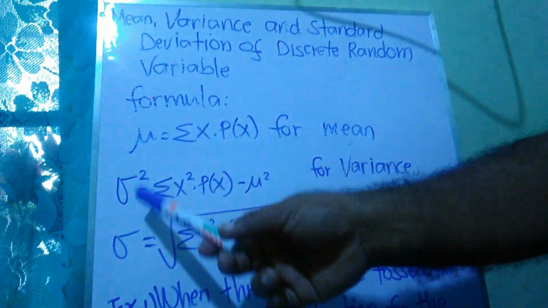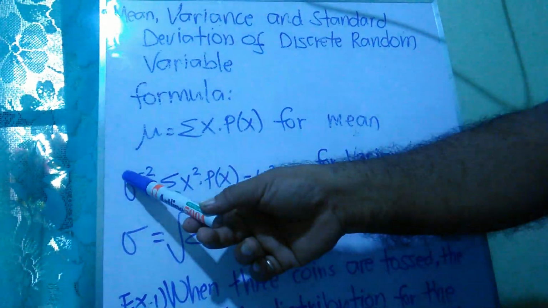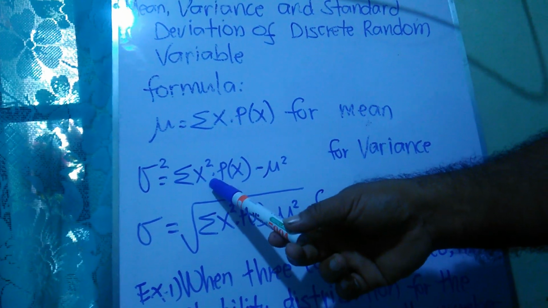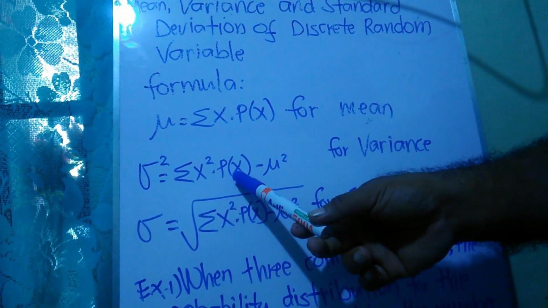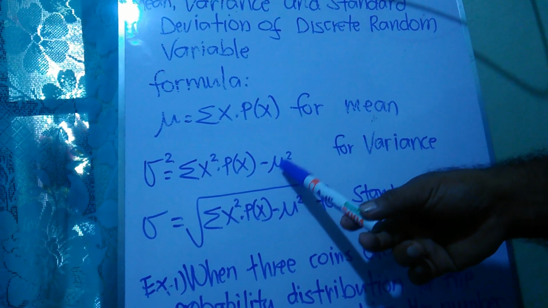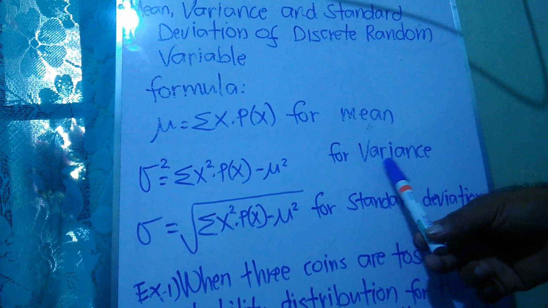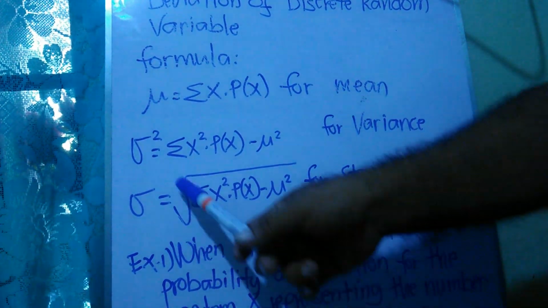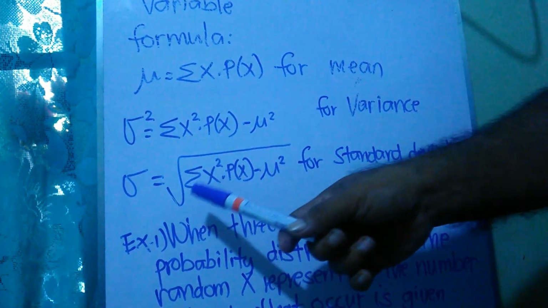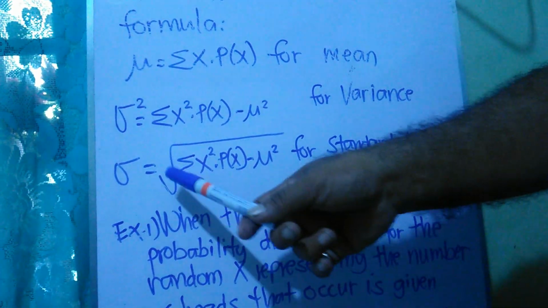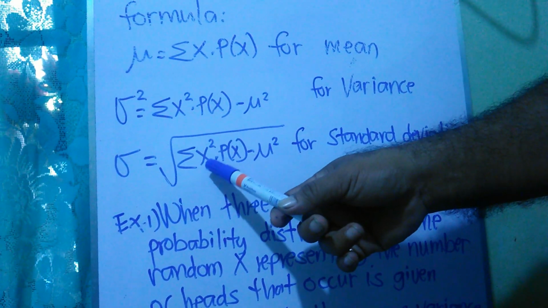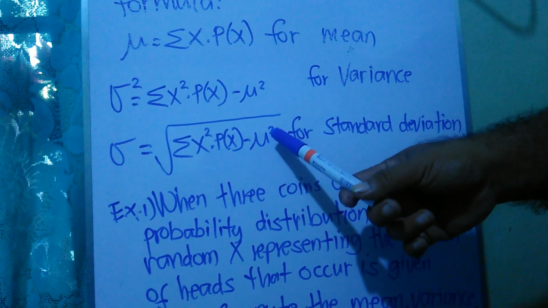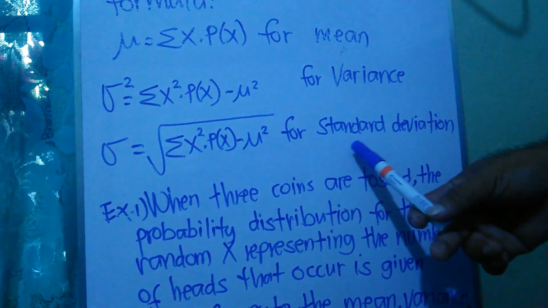And for the formula of the variance, sigma squared equals the summation of x squared times the probability of x minus the mean, then squared. That is for the variance. And for the standard deviation, it is the square root of the summation of x squared times the probability of x minus the mean squared, and that is for the standard deviation.